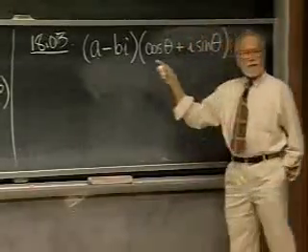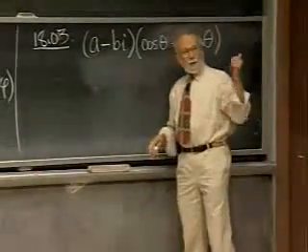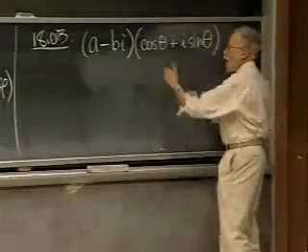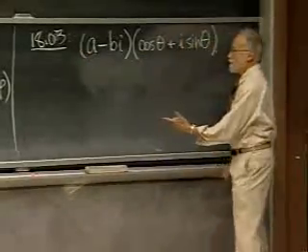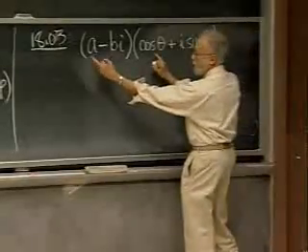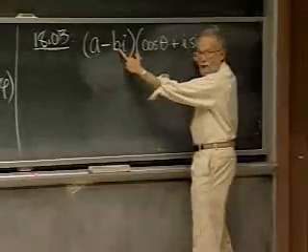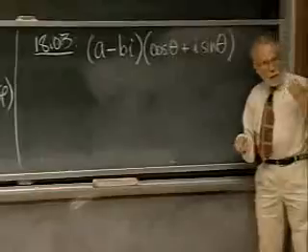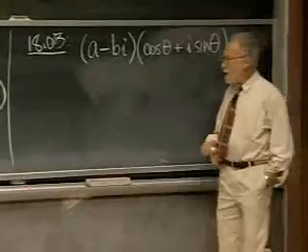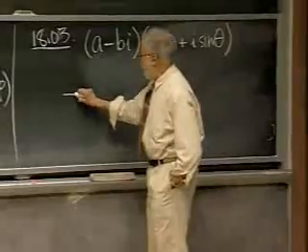There are different ways of explaining why I want to put the minus i there instead of i, but the simplest is because I want, when I take the real part, to get the left-hand side. If I take the real part of this, I'm going to get a cosine theta plus b sine theta, because negative i and i make 1 when multiplied together. All right. That's the left-hand side.